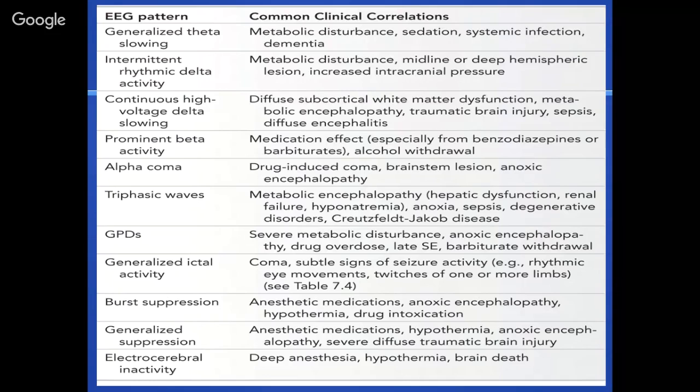Generalized ictal activity, basically generalized seizure activity. Coma; sometimes you can see subtle twitching of the limbs. Burst suppression, this is also something we see frequently in the ICU that is induced by propofol, midazolam, or pentobarbital. Generalized suppression: a patient who has a severe anoxic injury, or severe diffuse cerebral edema, like we saw with this lady who had the Tylenol intoxication. All right. Electrocerebral inactivity: brain death, hypothermia, deep anesthesia.